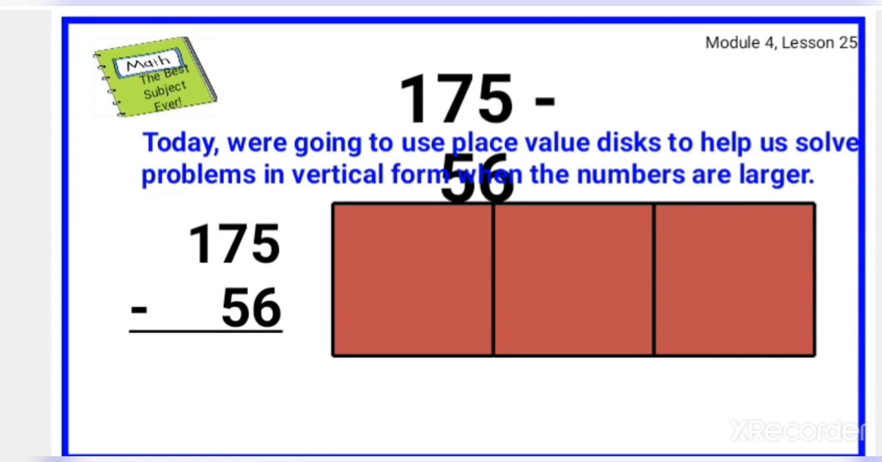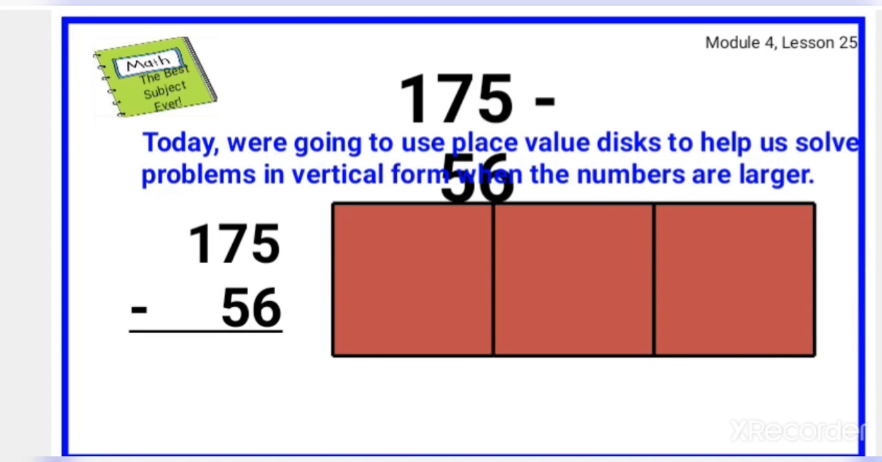Take a look at the ones. 5 ones and 6 ones. There's no way I can take away 6 ones from 5 ones. Therefore, we have to go to its neighbor, 7 tens. You have 7. Please, can you give me just 1 ten? When I take 1 ten and add it to my 5, I will have 15. So 15 minus 6 gives me 9.